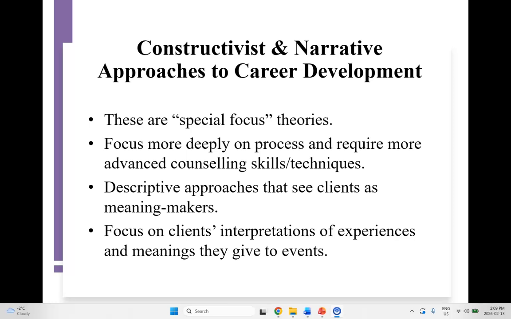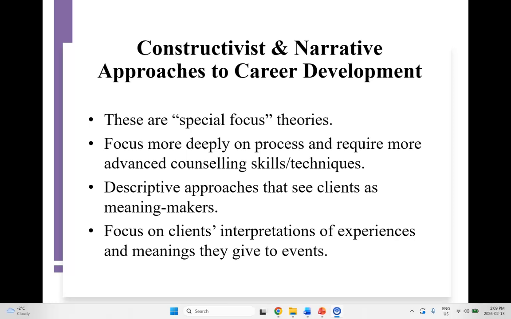And we've also looked at lifespan theories, including Donald Super's model and other related theorists. Constructivist and narrative approaches are considered special focus theories. They focus more deeply on the process of working with the client, and they require more advanced counseling skills and techniques.